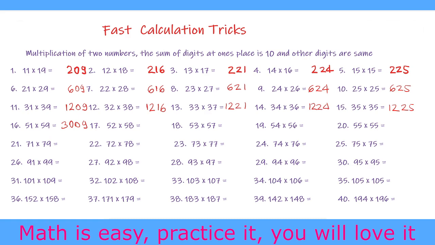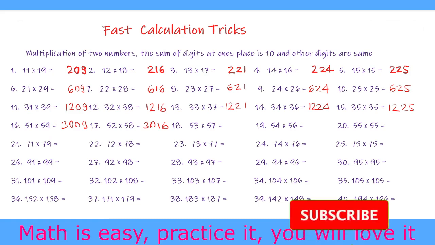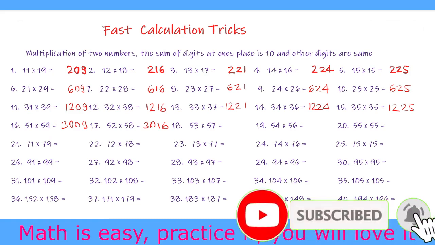Next is 52 multiplied by 58. 8 times 2 is 16, and 5 multiplied by the next higher number, 5 times 6, is 30. So multiplication of 52 multiplied by 58 is 3016. 53 multiplied by 57.